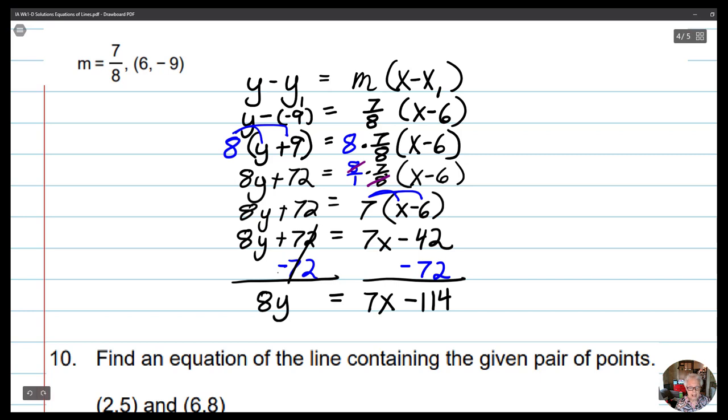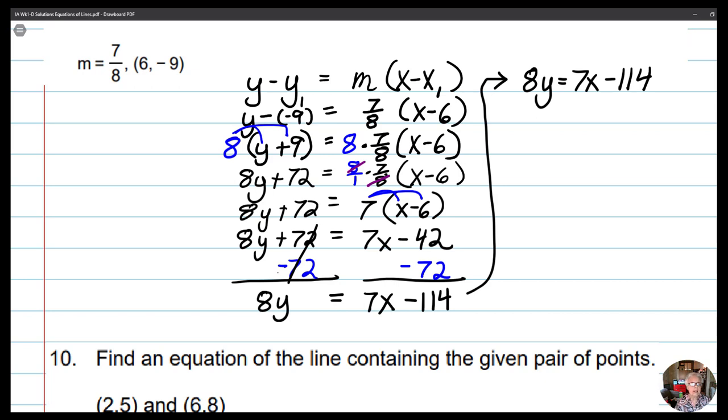Then I'll divide by 8, but I'm about to get hit by this equation here. So I'm going to go up here and rewrite this. 8y equals 7x minus 114. Now, the inevitable. I'll divide by 8, divide by 8, divide by 8.